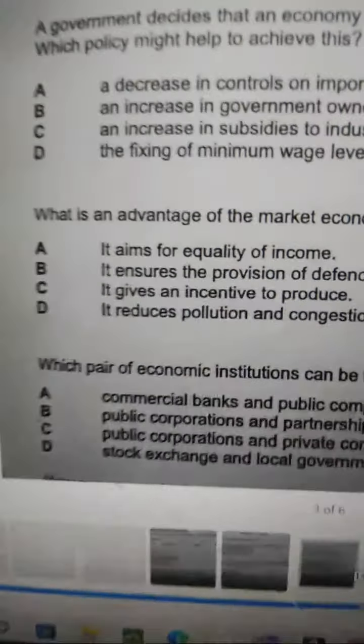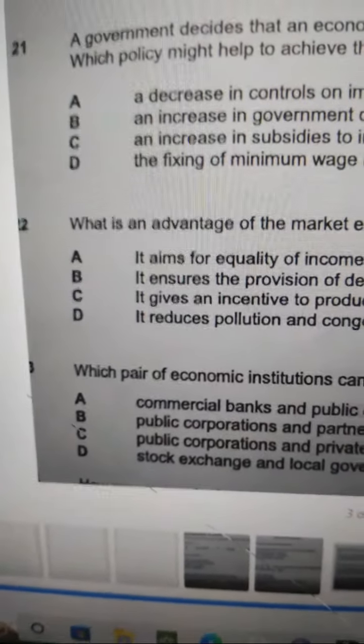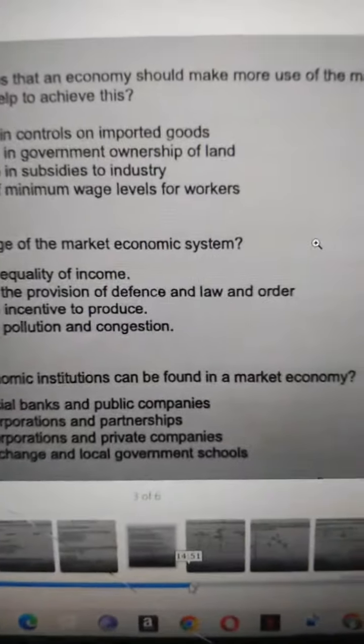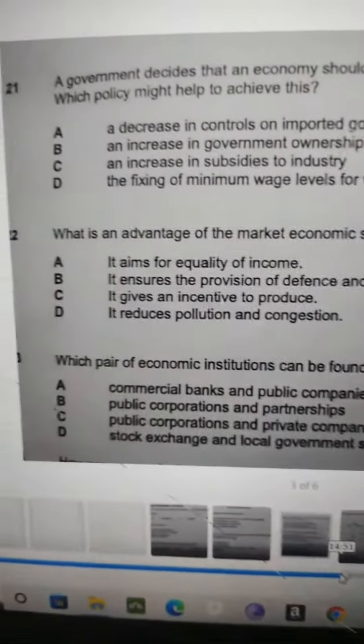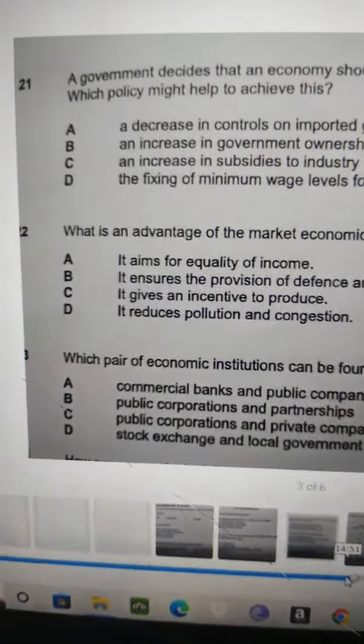They will never think about that. Option B, option A cannot be the answer. Option B, it ensures the provision of defense and law and order. That is not the role of the free market economy. They are looking for profit maximization.